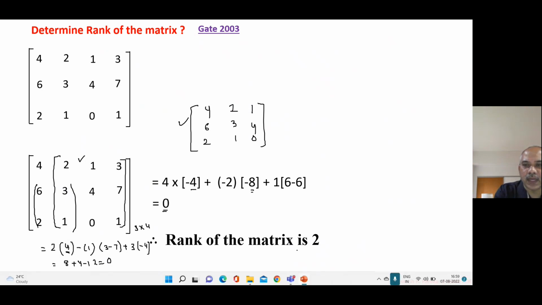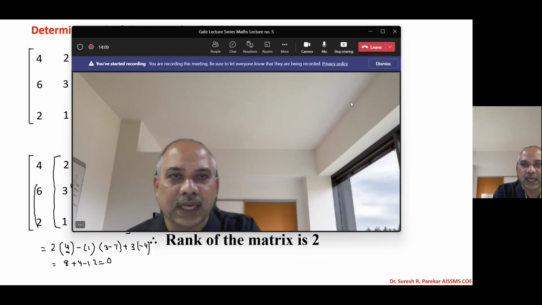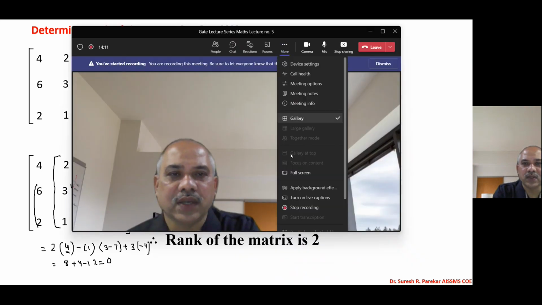So these are the different problems where we have the rank of the matrix. These are all from the GATE examination, from 2001 to date. So now we will stop here only. So thank you.